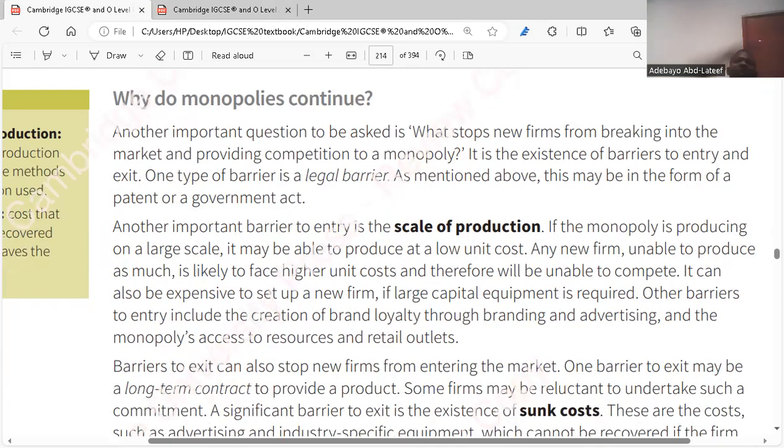So monopoly continues to exist if the government makes an act or comes up with a law backing that firm to continue production. Any firm that wants to come into that industry finds it illegal to do so. So that's one way in which monopoly will continue to exist. The second one is through the patent. You don't have any other right to produce such a product. It is only given to that business to produce, and the patent is not given to any other person than the business.